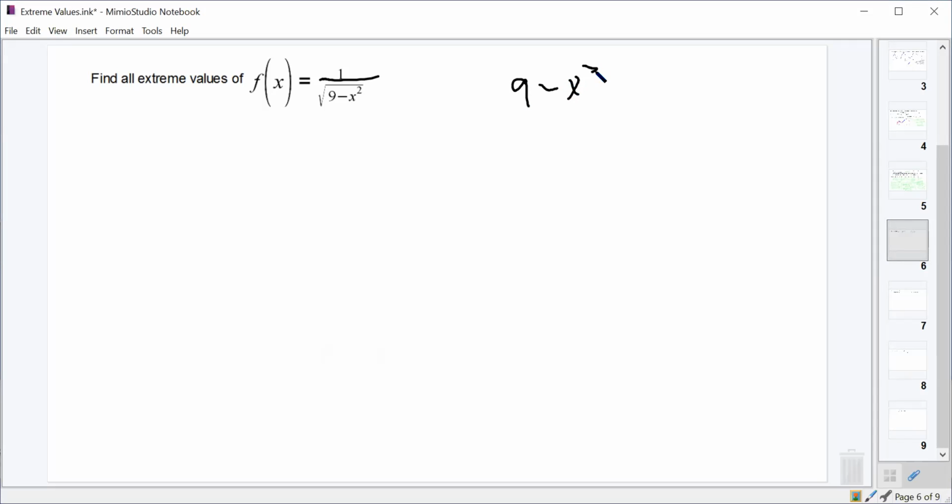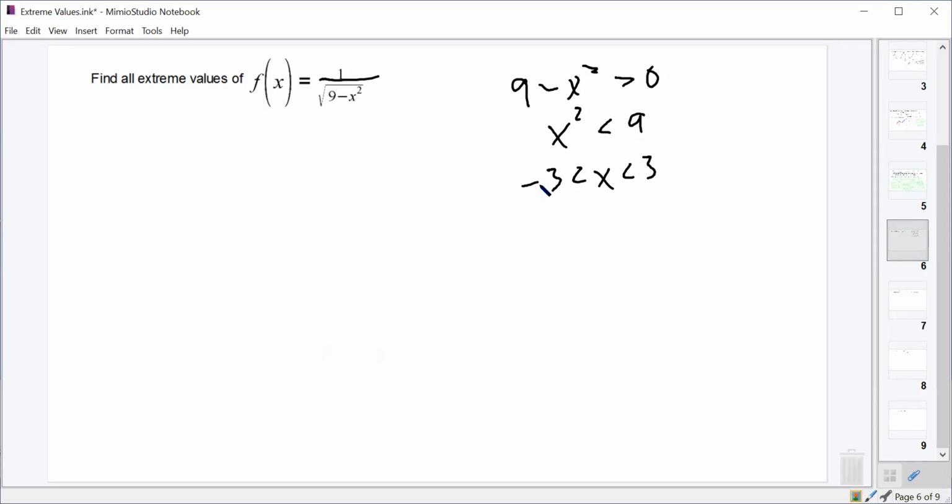Because 9 minus x squared has to be greater than 0. It can't be 0 because it's in the denominator, and it can't be negative because it's inside of a square root. So we've got x squared is less than 9, or x is less than 3 and greater than negative 3. Right? So there's our domain. Any critical values that are not in that domain, we can just ignore because they're not part of the domain of our original function.